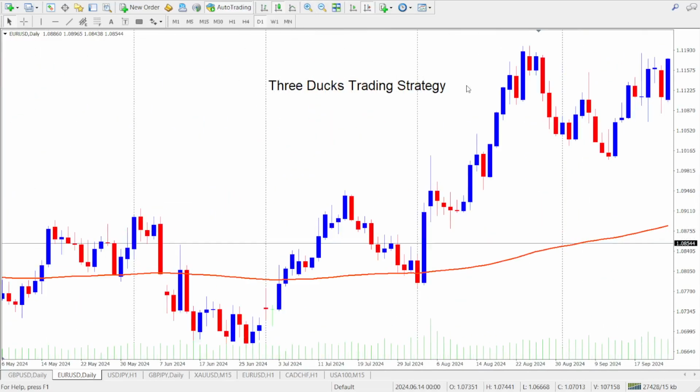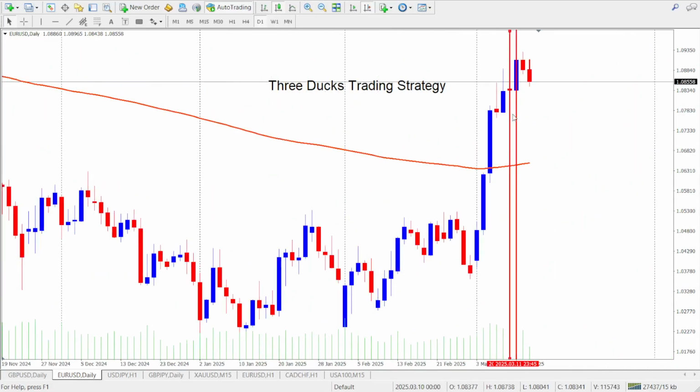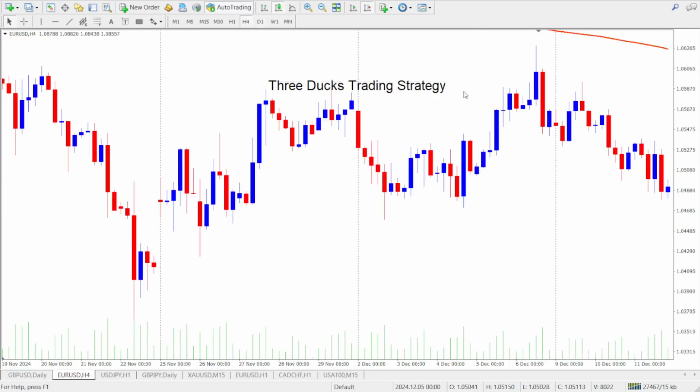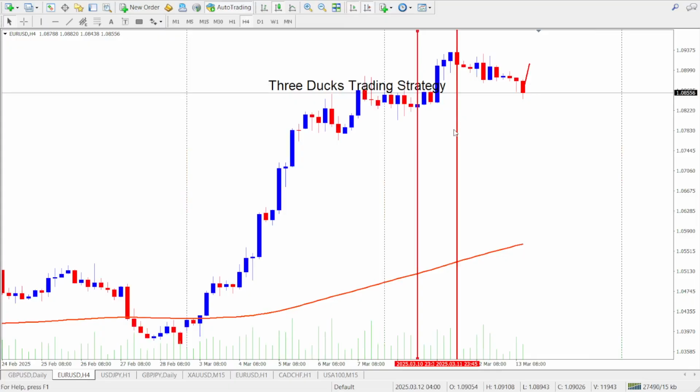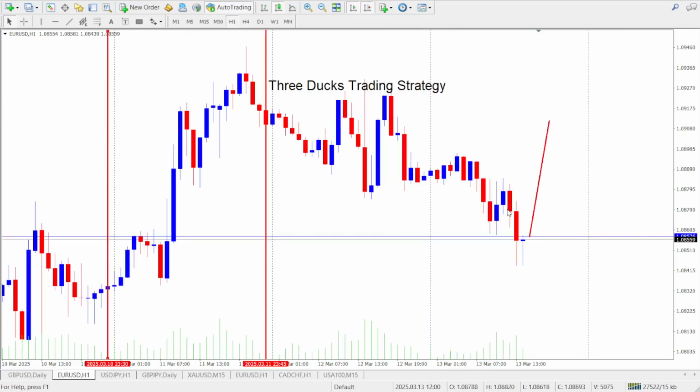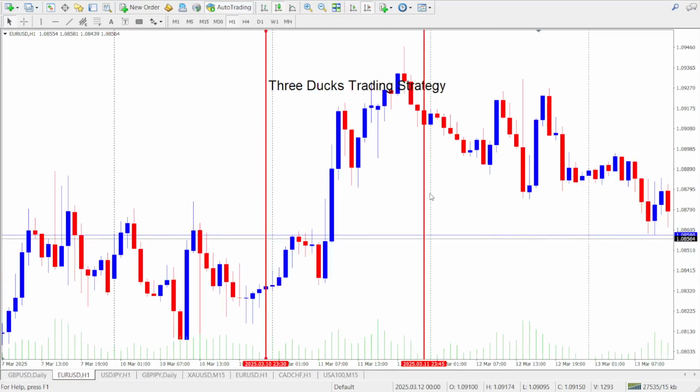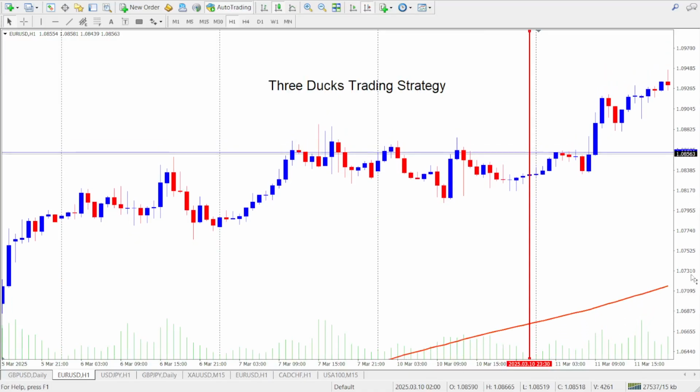So we can see that, in that period where I marked that red line, the price was above the 200 EMA on that day, right? Then let's go, sorry, I was meant to go to the 4 hour time frame, not the daily. So we can see that price was above the 200 EMA on the 4 hour chart, right? And then on the 1 hour chart, we can see that price was still above the 200 EMA, right?